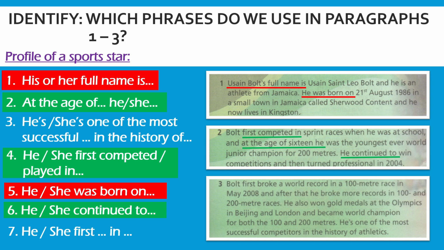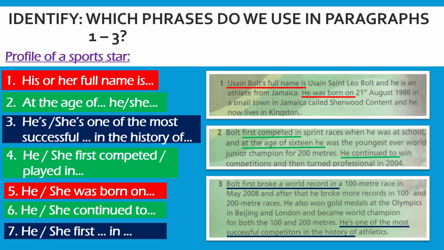Last paragraph. Bolt first broke a world record in a 100-meter race in May 2008. The first sentence here is actually applying the last key phrase. And after that, he broke more records in 100 and 200-meter races. He also won gold medals at the Olympics in Beijing and London and became world champion for both the 100 and 200 meters. This is the further elaboration of how great his achievements were. He's one of the most successful competitors in the history of athletics. You can see here, the last sentence of this paragraph was using the 3rd key phrase. Therefore, these 2 are the answers.